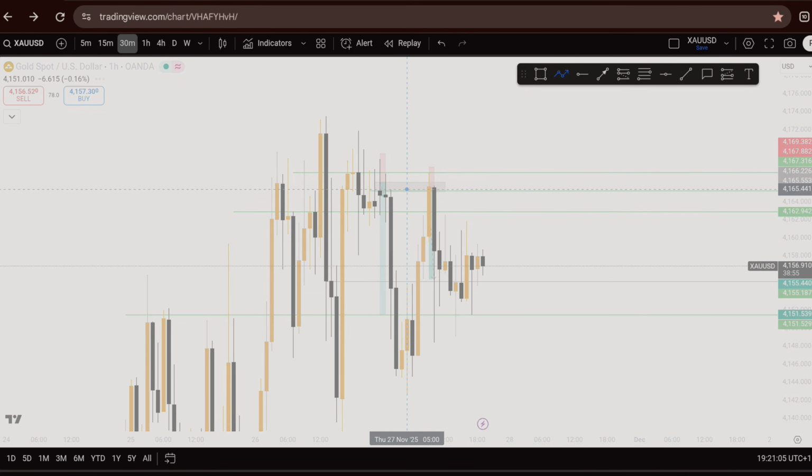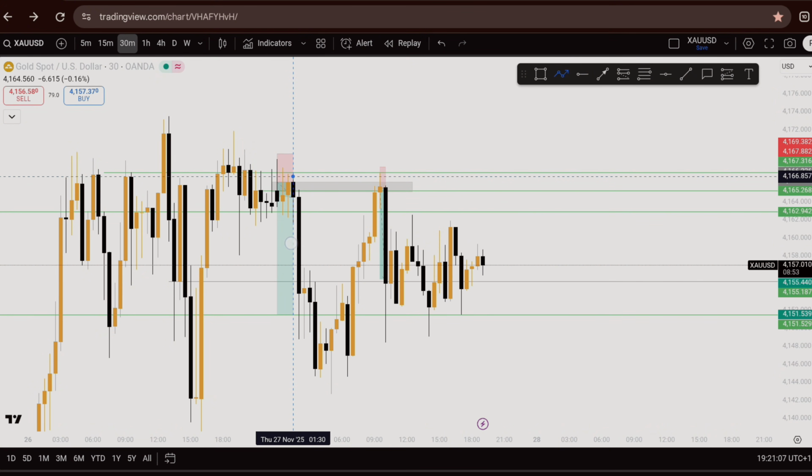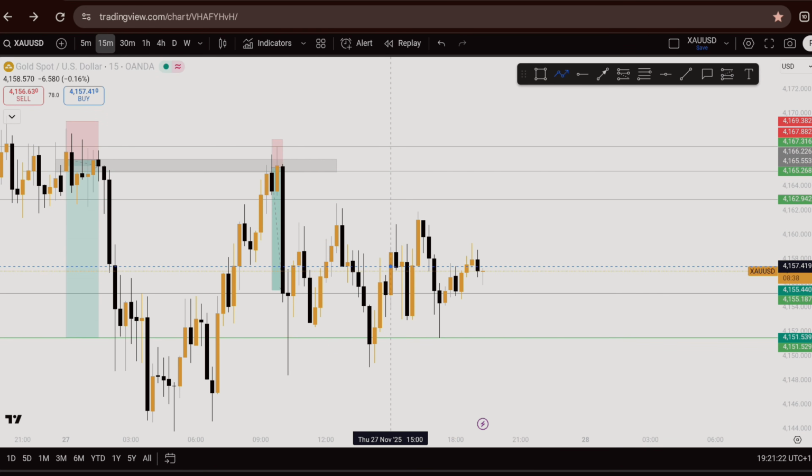I go to 30 minutes. 30 minutes told me that it should be above here. So what I did was draw a box here. Why? Because there's a zone above and one here, so I just used a box to draw it, knowing that around this level is a sell zone for me. So what I did now was wait for the market to get to that place and start reacting.